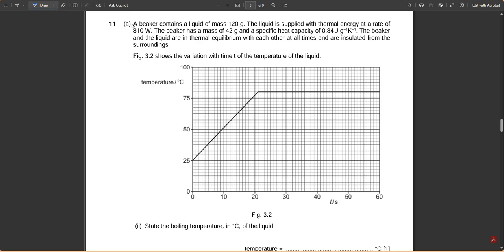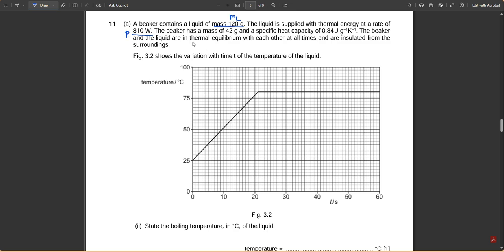So in here, a beaker contains a liquid of the mass 120 gram. So this is actually the mass of the liquid only. I will give the symbol ml. And then the liquid is supplied with thermal energy at the rate of 810 watt. This is the thermal energy transfer rate, which is power. And you can see the unit here is watt. So this one is power.